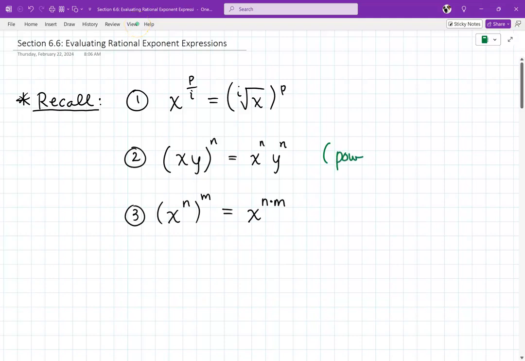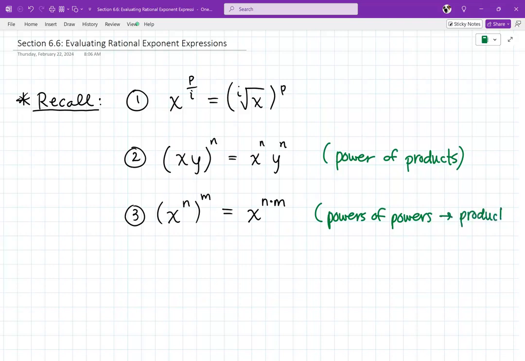The power of products. And then this last one, x to the n to the m, becomes x to the n times m. This is called powers of powers, okay? And I'm just going to put it as a product. So when you have a power to a power, you're going to multiply.